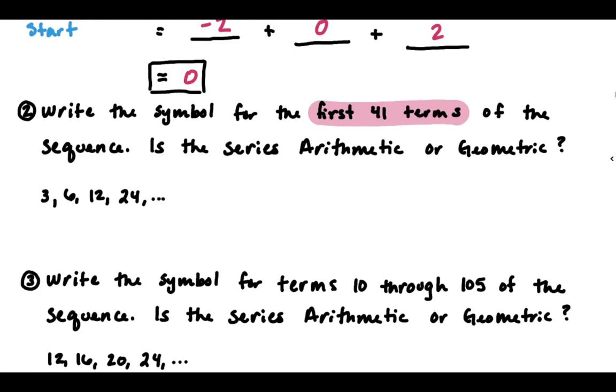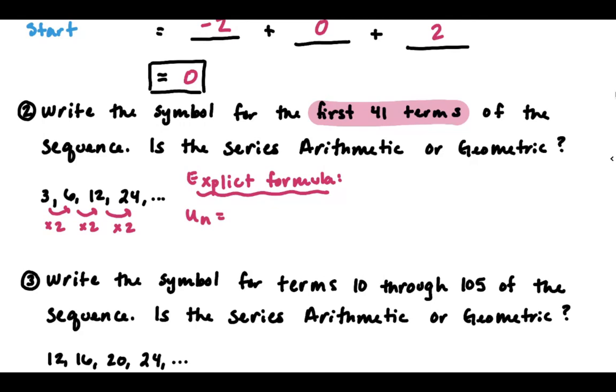Okay, so let's see what we notice here. This is a plus 3 sequence. Or sorry, not plus 3. That was completely wrong. Times 2. There we go. So that's a geometric sequence with this explicit formula: U sub n equals, remember we start with the first term, so 3 times our common ratio, which is 2, to the n minus 1 power.